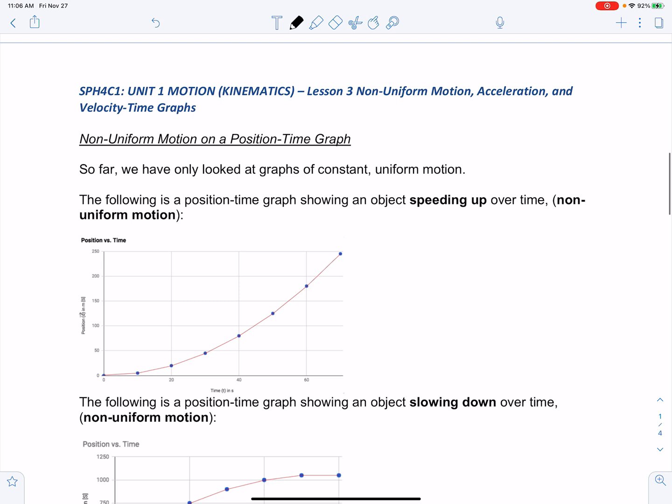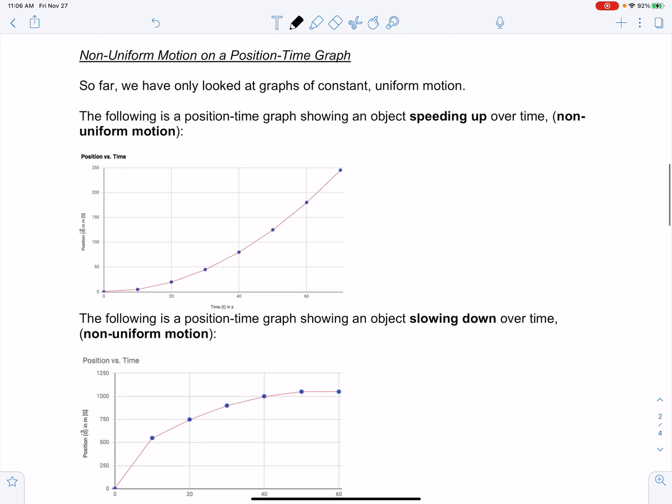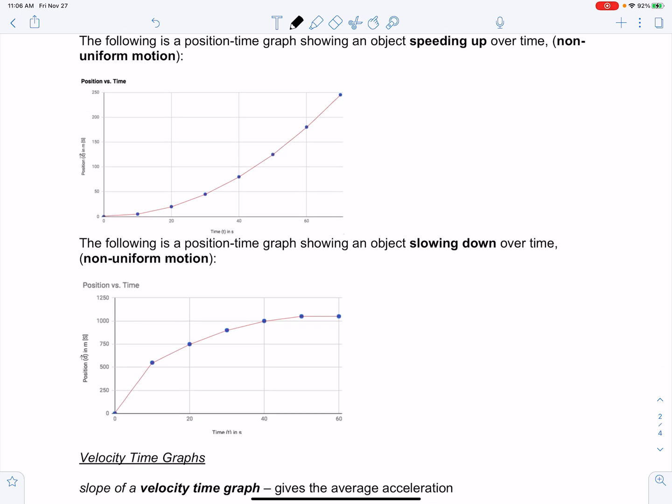Whenever you have accelerated or non-uniform motion, on a position time graph, instead of it looking like a straight line, we get an upward curving line. This upward curving line tells us that the motion is non-uniform, that the object is speeding up, that the object is accelerating. Similarly, we can get a downward curving line in which it's steep at the beginning and not steep at the end, which means its velocity is decreasing over time.